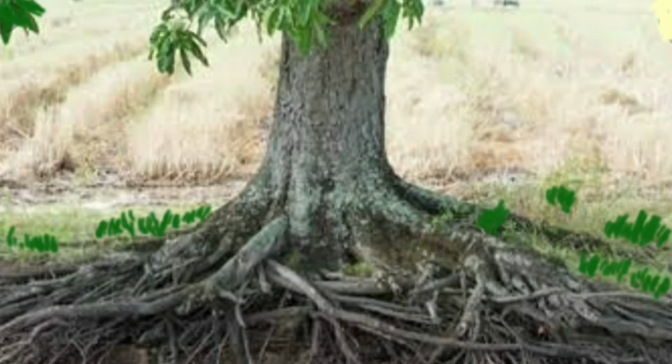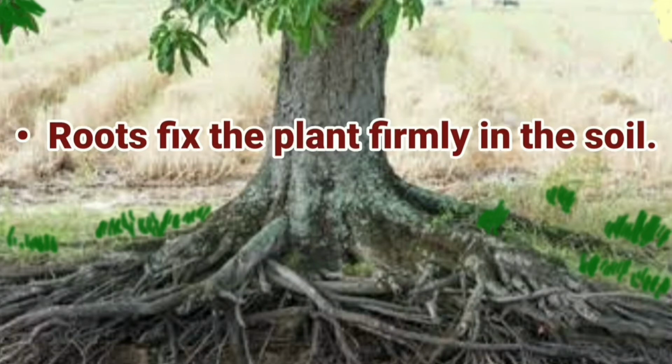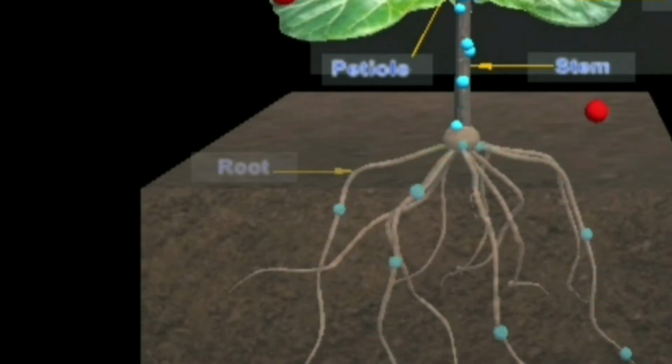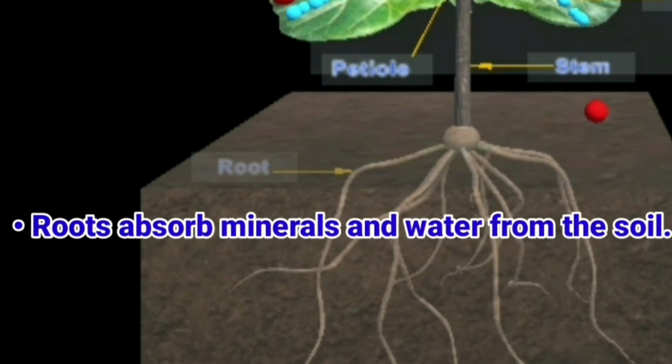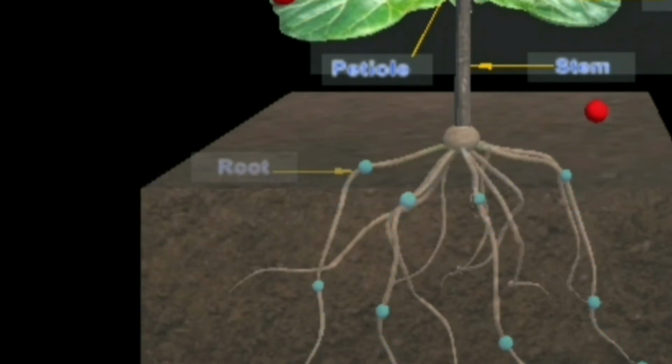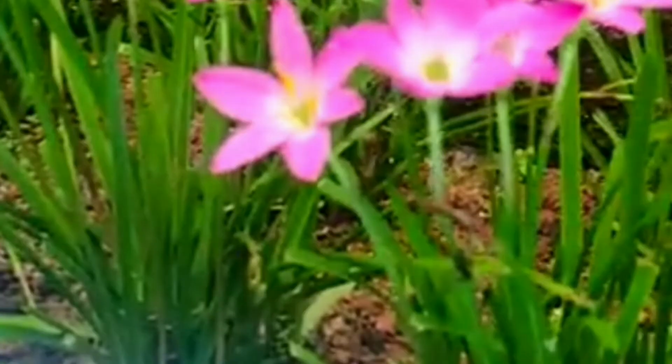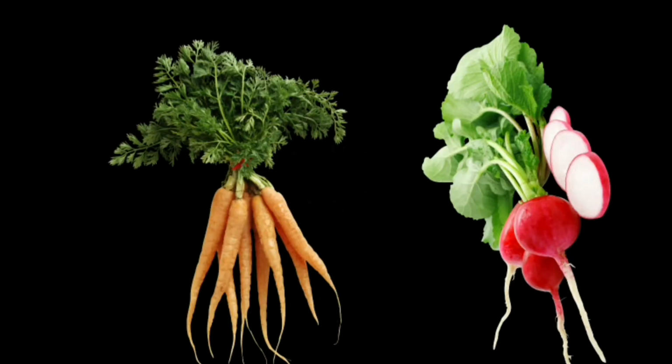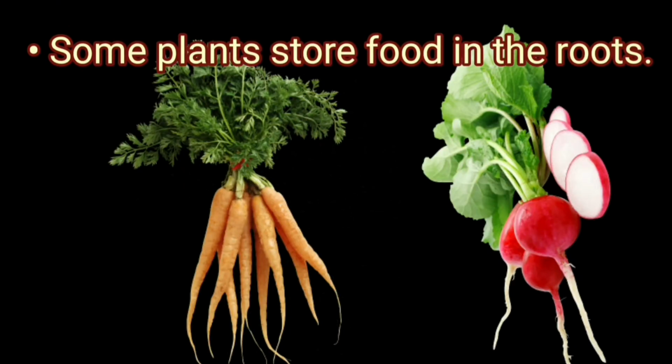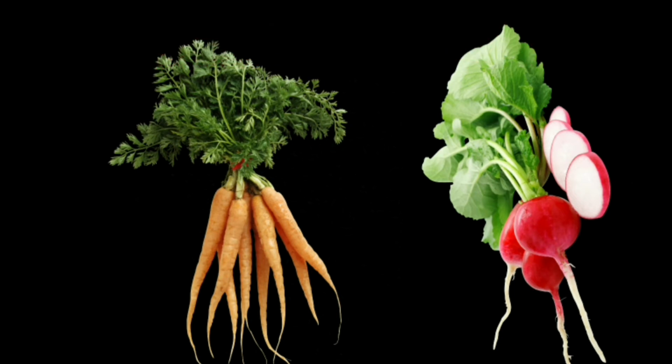What are the functions of the root? The roots fix the plant firmly to the soil. This ensures that plants do not get uprooted even when there are heavy rains or strong winds. Roots have hair-like structures called root hairs. They absorb minerals and water from the soil and send them to different parts of the plant. This helps the plant to grow. Some plants such as carrot, radish and beetroot store extra food in their roots.